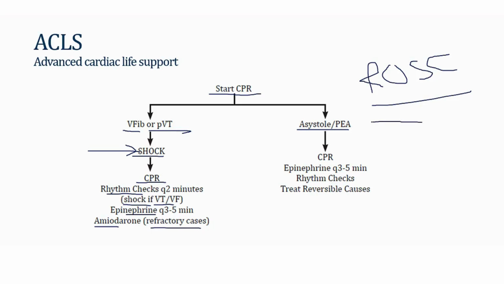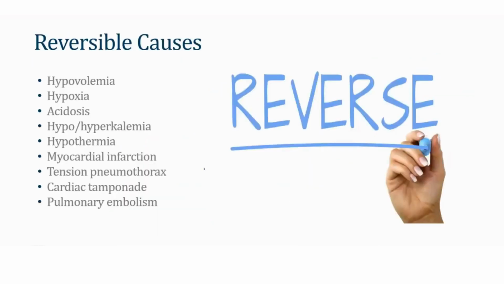In contrast, if you have a patient with asystole, you don't deliver a shock, as we already said. You continue CPR, you can administer epinephrine every 3 to 5 minutes, and do rhythm checks just like you do in patients with VFib or VT. And then beyond these things, the mainstay of treating asystole or PEA is to try and identify a reversible cause that you can stop to try and get the patient to have a return of spontaneous circulation. So shown on this slide are the reversible causes of cardiac arrest.